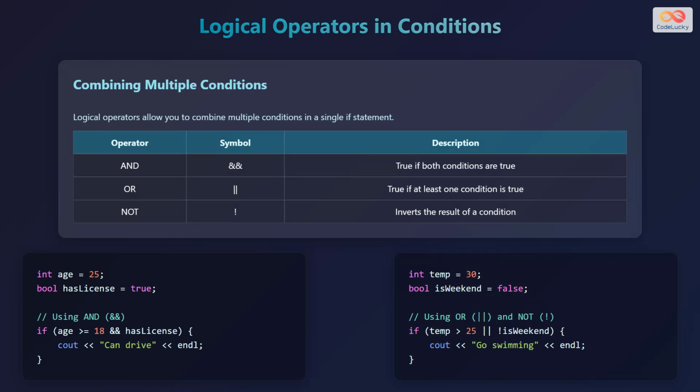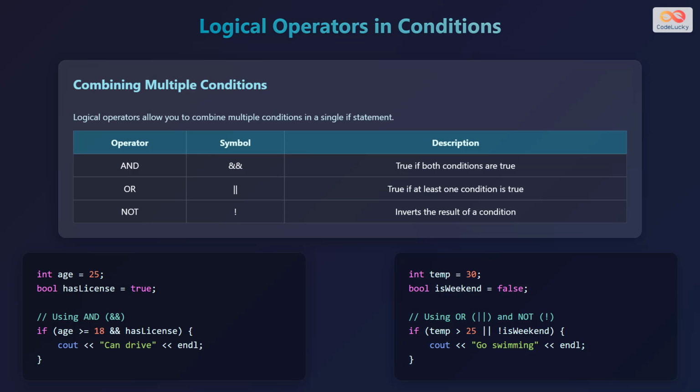Let's learn about logical operators and conditions. Logical operators allow you to combine multiple conditions in a single if statement. There are three main logical operators. The AND operator, represented by two ampersands, returns true if both conditions are true. The OR operator, represented by two vertical bars, returns true if at least one condition is true.